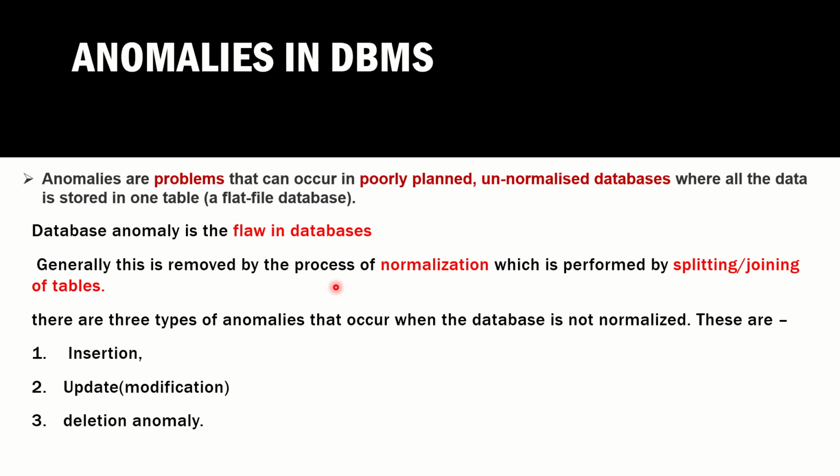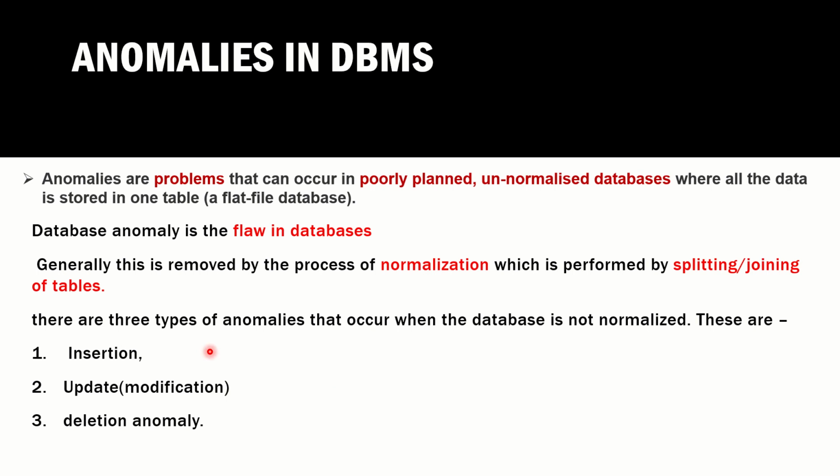And how can we overcome this anomaly? This anomaly problem can be overcome by applying the normalization process. That is, we can divide the tables, splitting the tables, joining the tables. Two processes can occur in order to avoid the anomaly. In some cases, we will divide a larger table into smaller tables. In some cases, we will combine the smaller tables into a larger table. So both processes will happen in order to apply this normalization, which may avoid this type of anomalies.